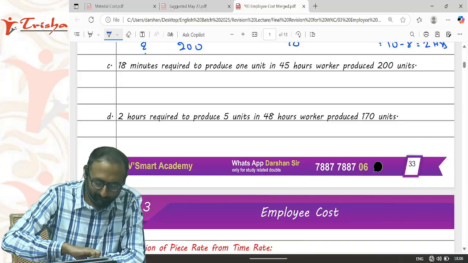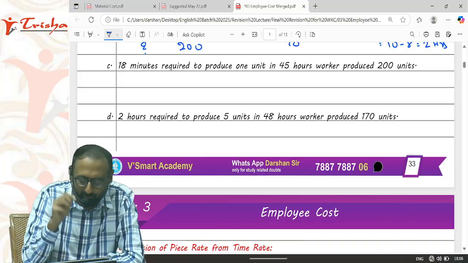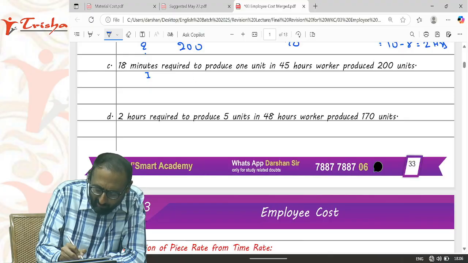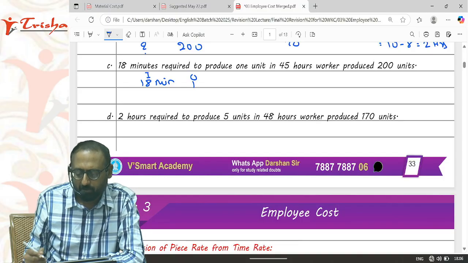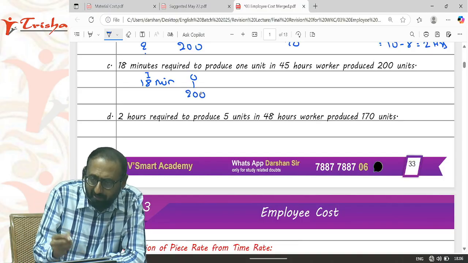In the third question, 18 minutes is required to produce one unit. Again, immediately I'll write their input and output. So if input is your 18 minutes, you are going to produce one unit. Actual production is 200 units. So I'll write there 200 units in output. How much will be the time required?